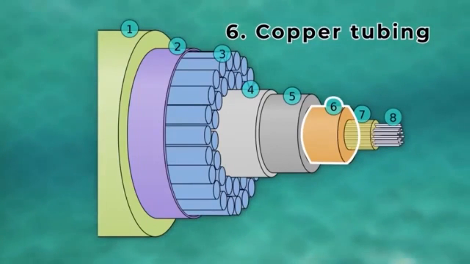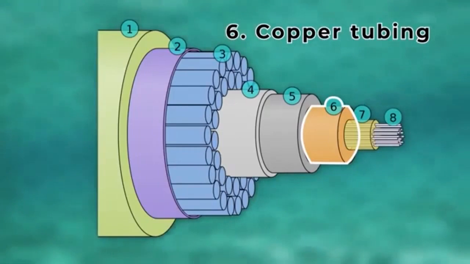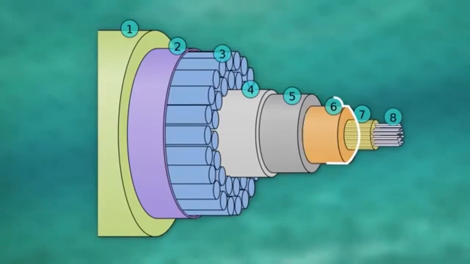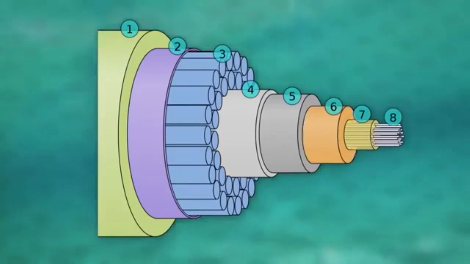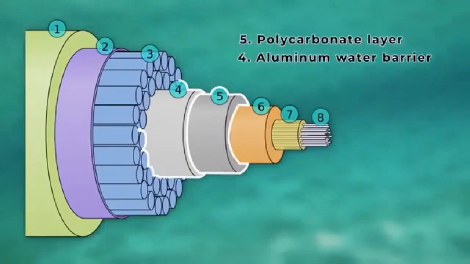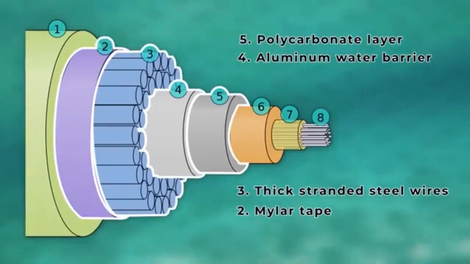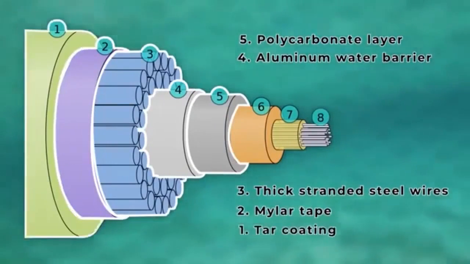Yes, this is an active cable. Due to the extreme lengths of underwater internet cables, the light inside the optical fibers must be boosted every 50 or so miles to amplify the signal and prevent data loss. After these core layers, the remaining layers are strictly for protection and include the polycarbonate layer, the aluminum water barrier, thick stranded steel wires, a layer of mylar tape, and tar coating for ruggedness and protection.